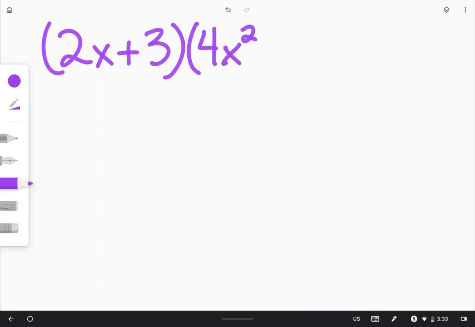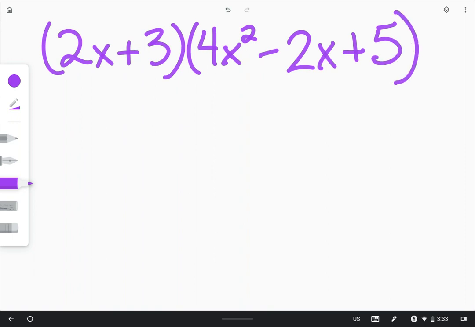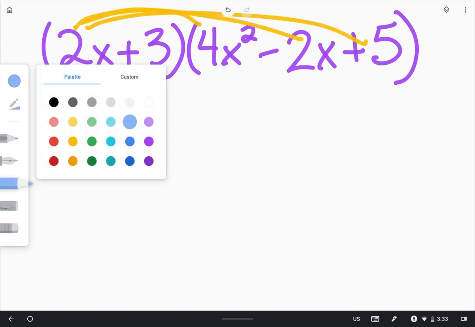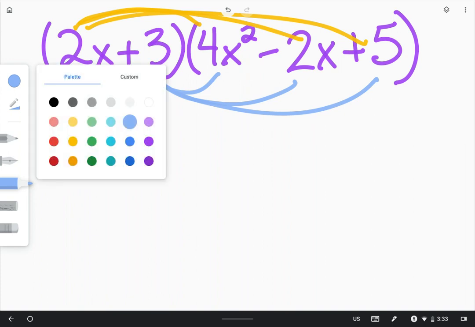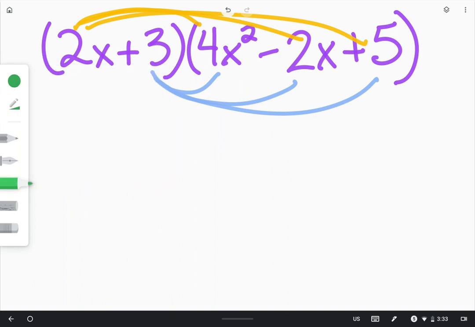Let's say the 3-term factor is 4x squared minus 2x plus 5. If this was our problem, I'm going to be looking to distribute the 2x to everything, and then I'm going to distribute the 3 to everything. So I'm going to do this twice. I'm going to try to write this all out as one and see what we can come up with here. So 2x times 4x squared.